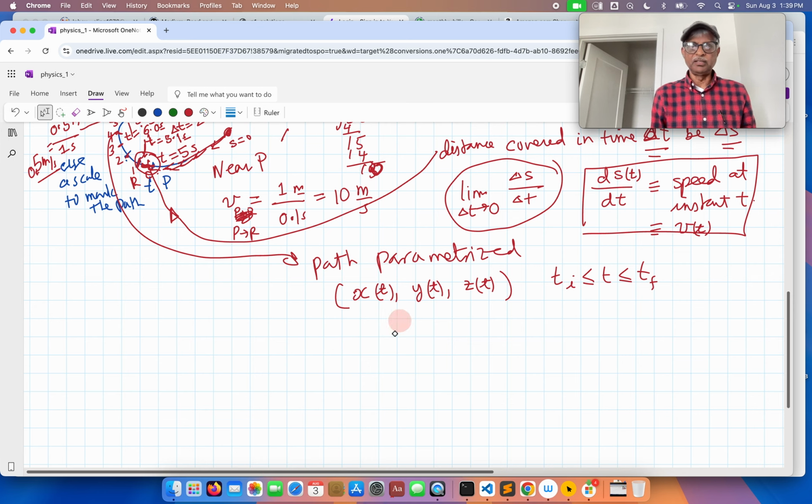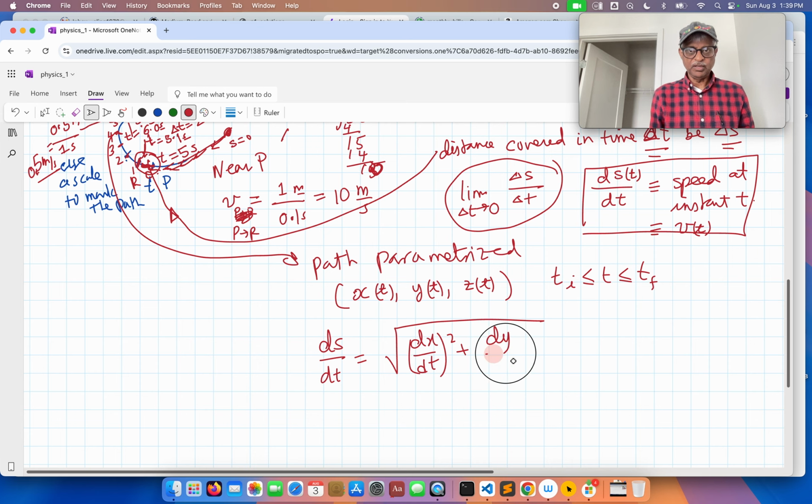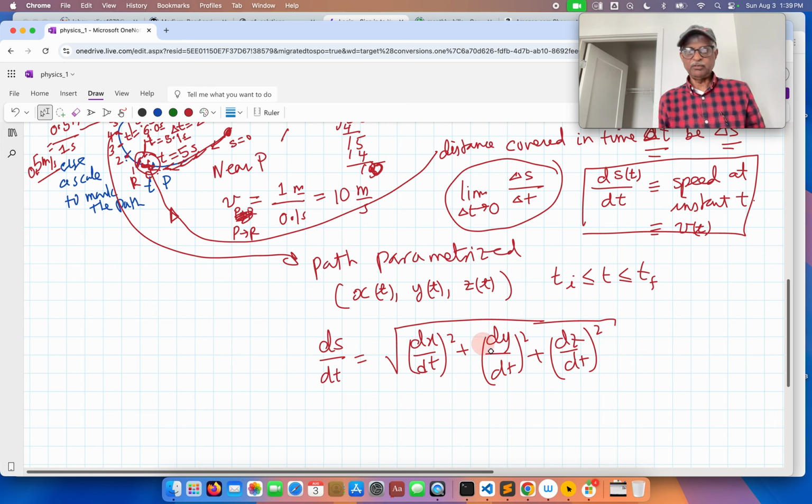Then what is the speed? Well, the speed will be, we will take a derivative of these. ds/dt will be a square root of (dx/dt) squared plus (dy/dt) squared plus (dz/dt) squared. So that will be ds/dt.